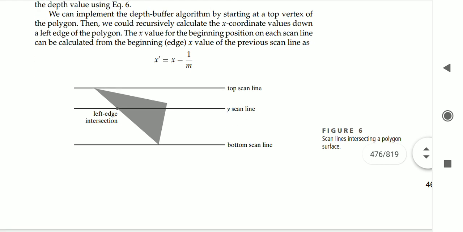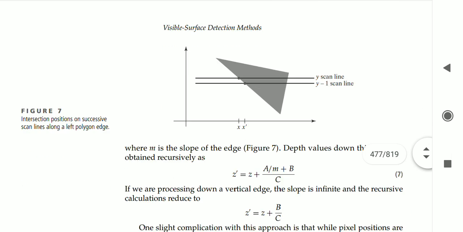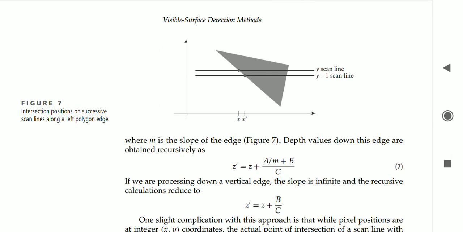Now you see the special cases here. This is the polygon. There are 3 lines, top scan line, bottom scan line and y scan line. I'll take one point, a left edge point, and the previous point, as expressed in figure number 7. You see, first point and second point. I want to compare which point is front and which point is back. How to compare? By measuring only the left side edges. So this polygon has 3 edges, and you take only the left edges.